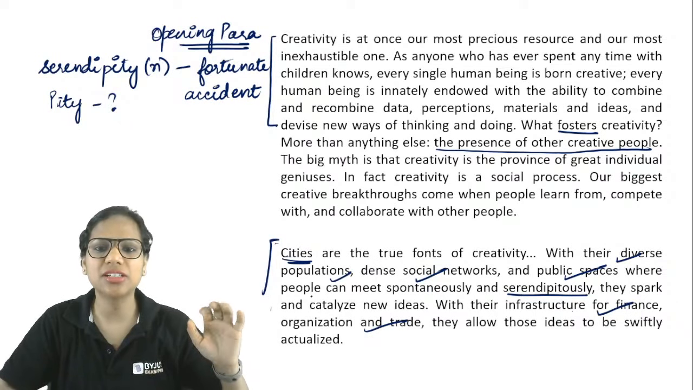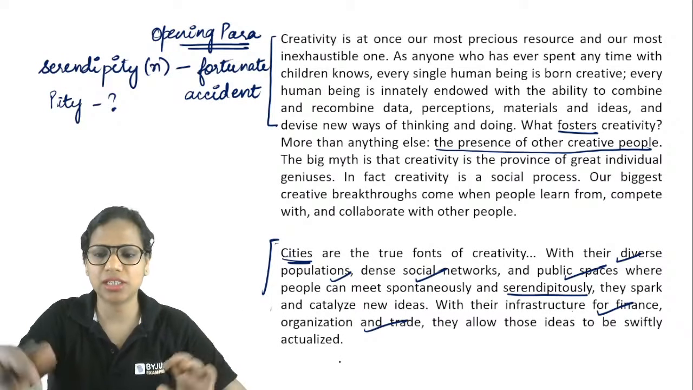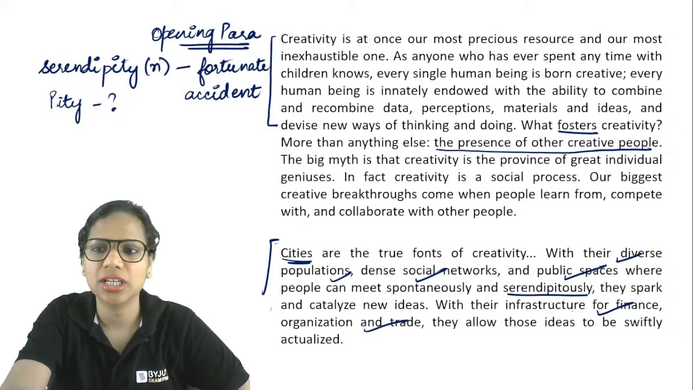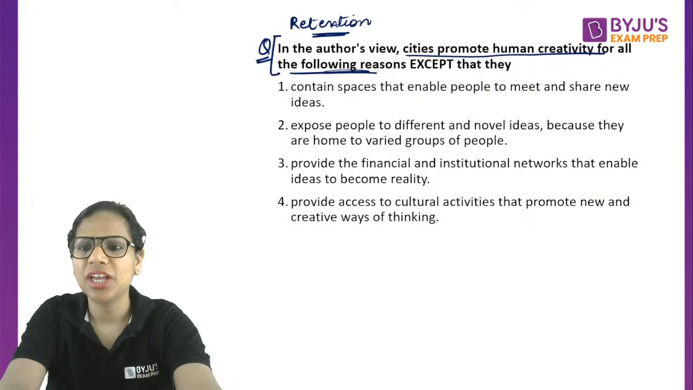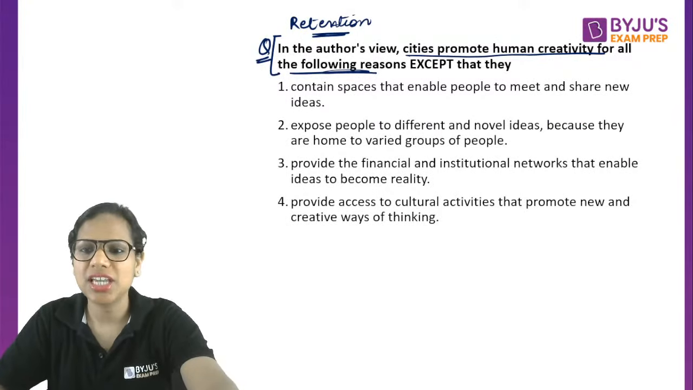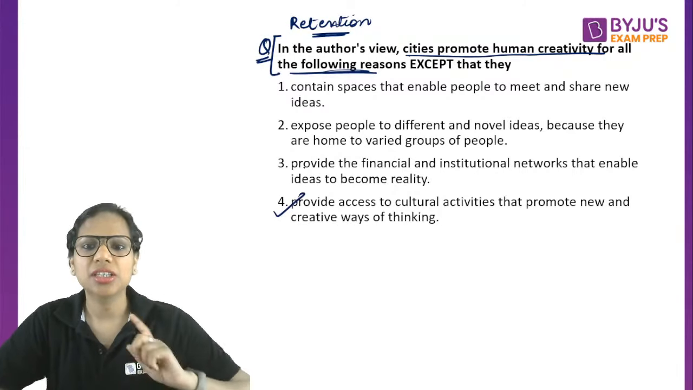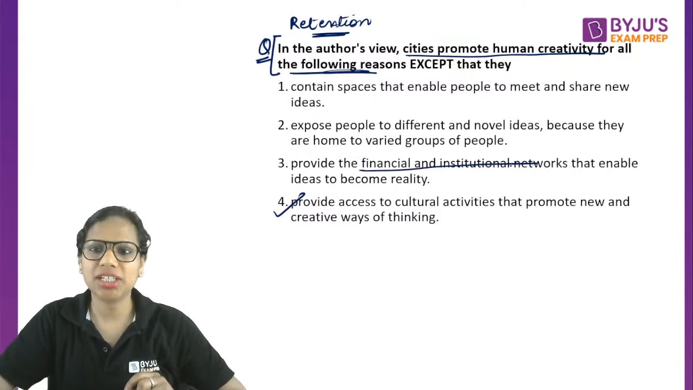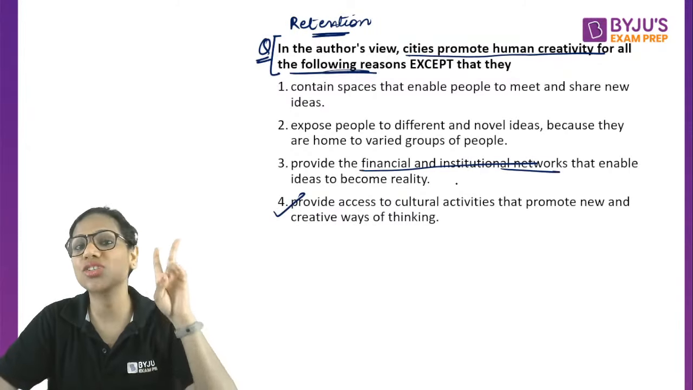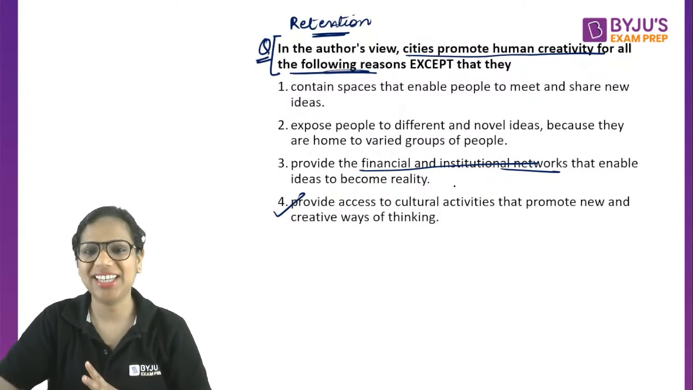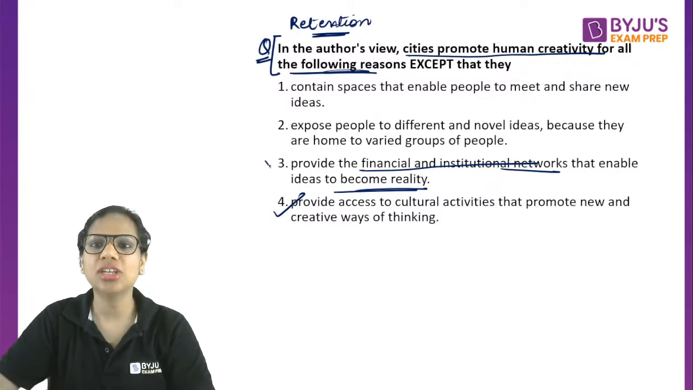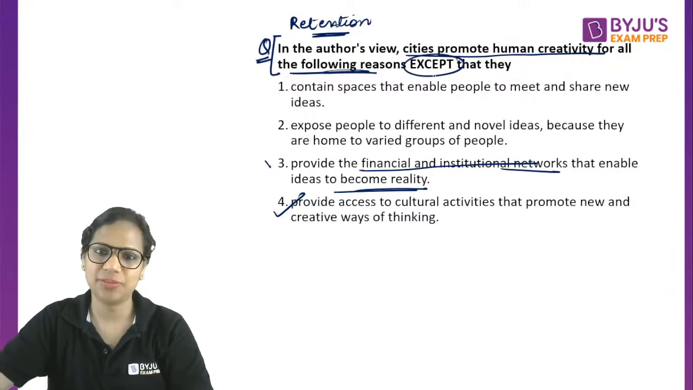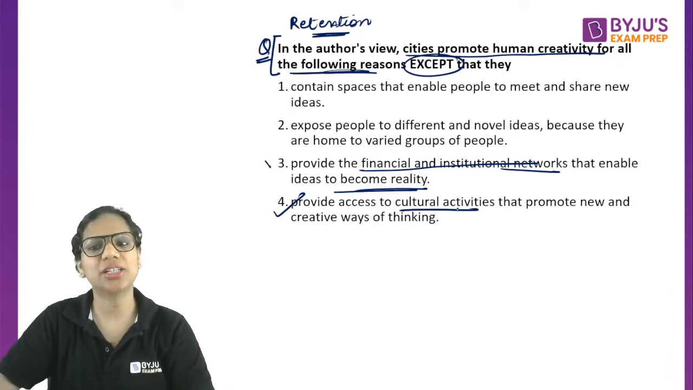So these 3 factors help in creating ideas. This factor of infrastructure helps in realizing those ideas. Nowhere have we talked about culture. So yes, absolutely correct. Those who are saying 4, 4 is the answer. Good, Kirti. 4th is the answer. Good, Anirban. 3, yes, they provide that network, dense social networks plus infrastructure for finance, organization, and trade that enable ideas to be actualized, to become reality. This is mentioned, so you had to find out the one that was not mentioned. That's why 4. Cultural activities, not given.